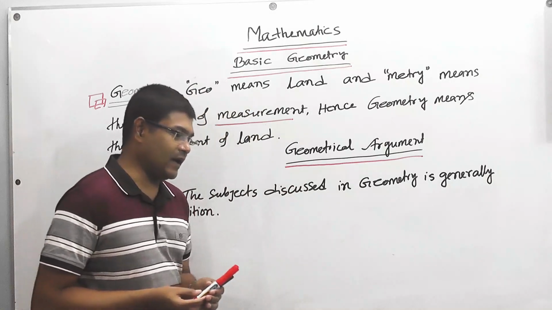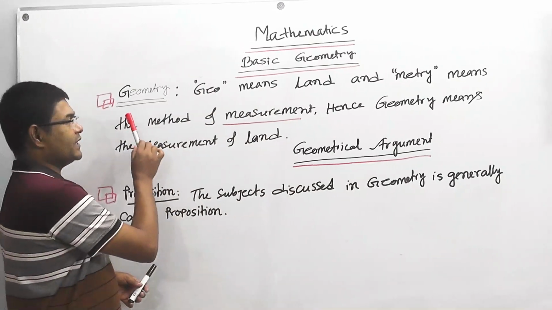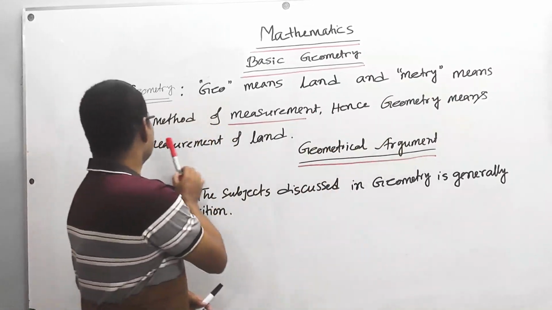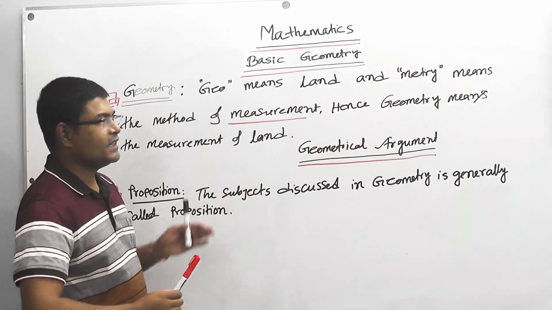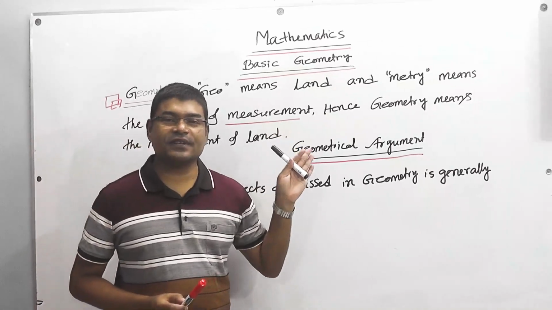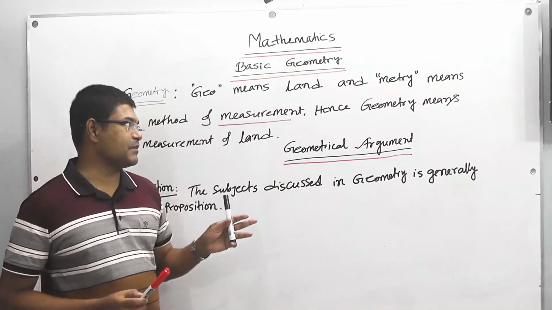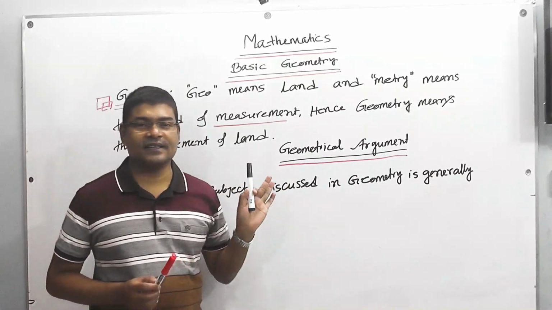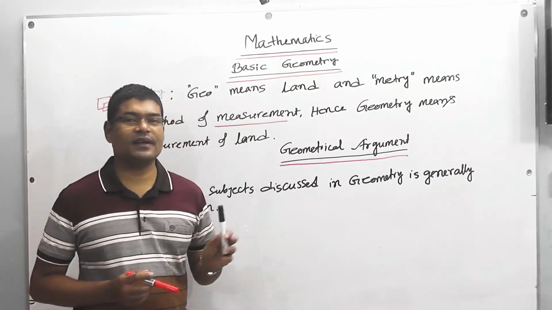So we can see here is geometry. Geo means land and metry means the method of measurement. Hence geometry means measurement of land.